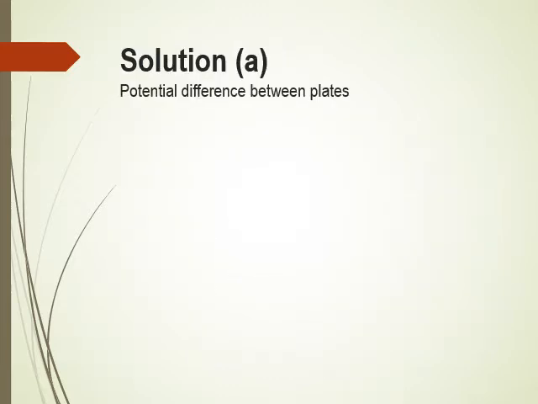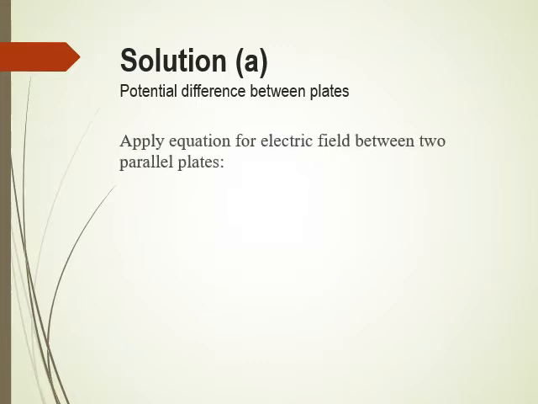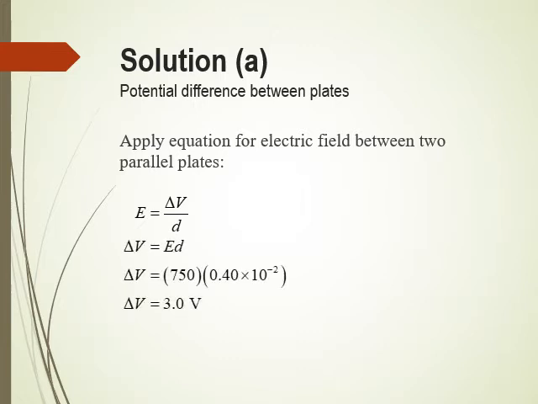To calculate the potential difference between plates, let us apply the equation for electric field between two parallel plates. So E equals delta V over d. Rearrange the equation and substitute the values into the equation. You will then obtain delta V equals 3.0 volt.